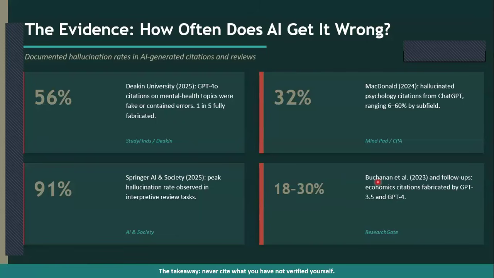Documented hallucination rates in AI-generated citations and reviews. So what is hallucination? Hallucination is the process where AI gives out information, but that information is not true or not verified to be true. The information will look very nice in reading. In fact, AI can write very, very nicely. Sorry to say, sweet words. AI can give you very nice words. Interesting. When you read it, it makes good sense.